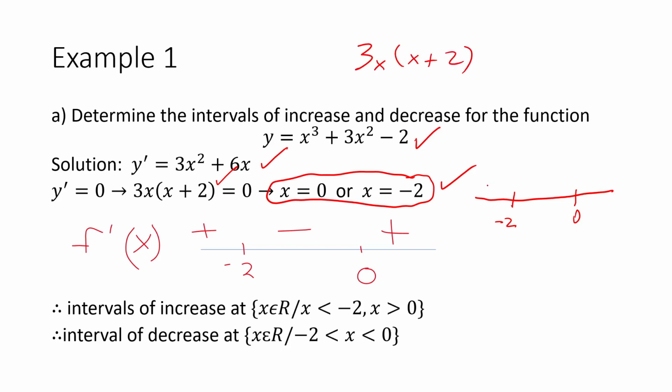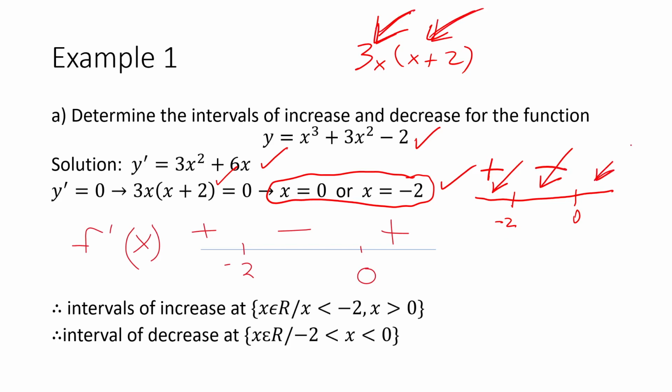And so I simply pick a number to the left of negative 2, any number I want, and I plug it in to the expression 3x times x plus 2. I plug it in for x, and I see if the resulting value is positive or negative. Well, if I were to do that, I would get a positive value for 3x times x plus 2. Then I take an x value that's in between negative 2 and 0, for instance, negative 1. And I take that negative 1 and I plug it in again to the expression 3x times x plus 2. And if I plug that value in, I get a negative value for the first derivative.